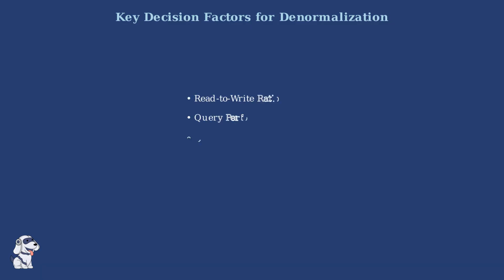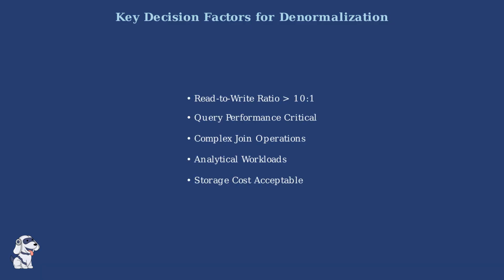and reporting. These scenarios highlight the key decision factors for denormalization: high read-to-write ratios, performance-critical queries, complex joins, analytical workloads, and acceptable storage costs. Understanding these patterns helps database designers make informed decisions about when redundancy serves the greater good of system performance.